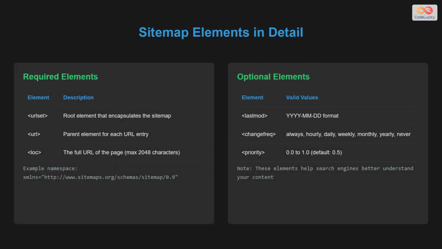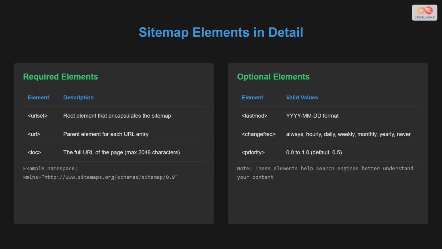Let's dive deeper into the elements of an XML sitemap. The required elements include urlset, which is the root element that encapsulates the entire sitemap, the URL, which is the parent element for each URL entry, and the loc tag, which contains the full URL of the page and should not exceed 2048 characters.